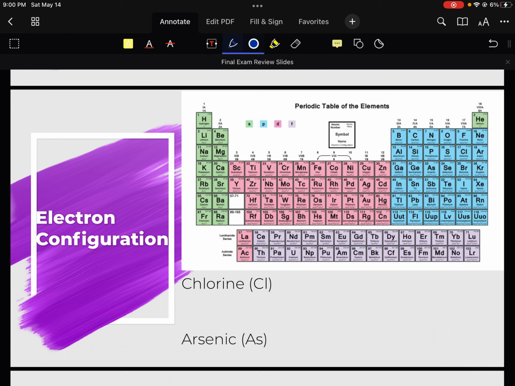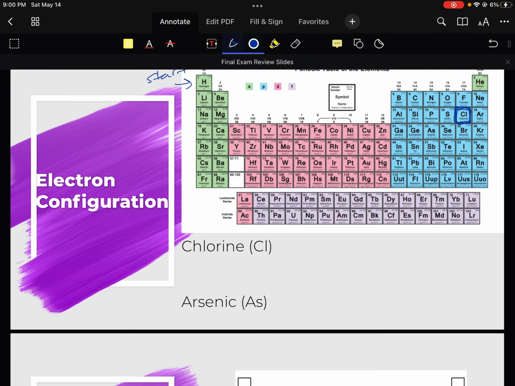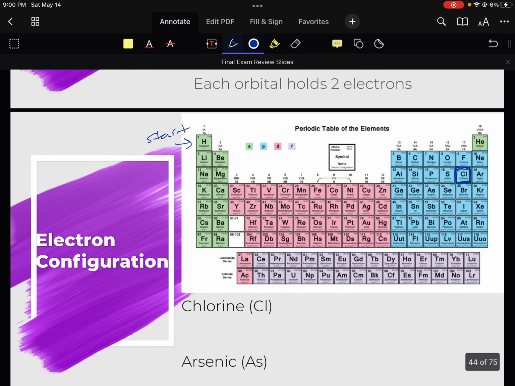If I have chlorine, which is right here, the first thing I do is find my element, okay? And then remember, we always start at the beginning, just like reading a book at the top left. You'll have your laminated configuration card that you can use on the final, so you can follow along. But we're just going to count. These 2 boxes are 1s, and since there's 2 of them, I put a little 2, and then I'm done. So now I need to move down to the next row.